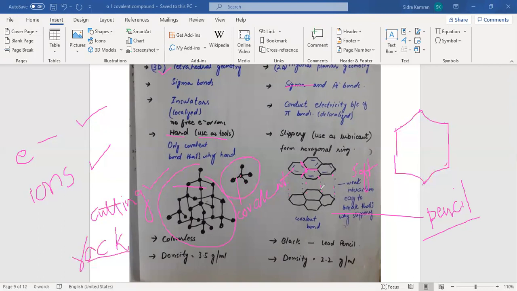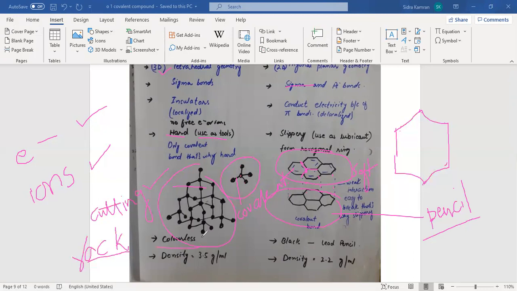Between one carbon layer of graphite and another, there are weak intermolecular forces. So when you press with the pencil, the graphite helps you write and slips on the paper.